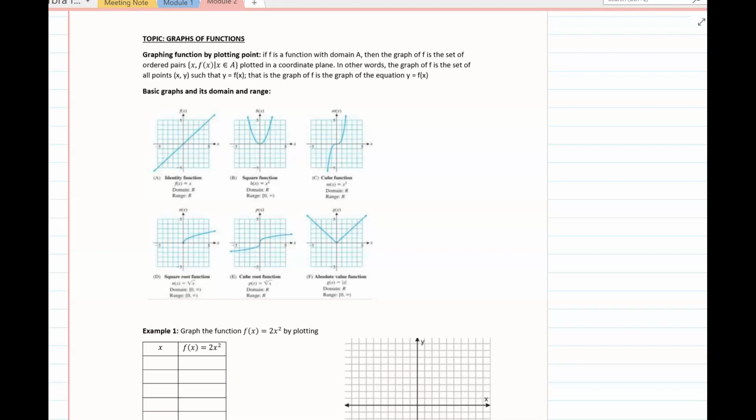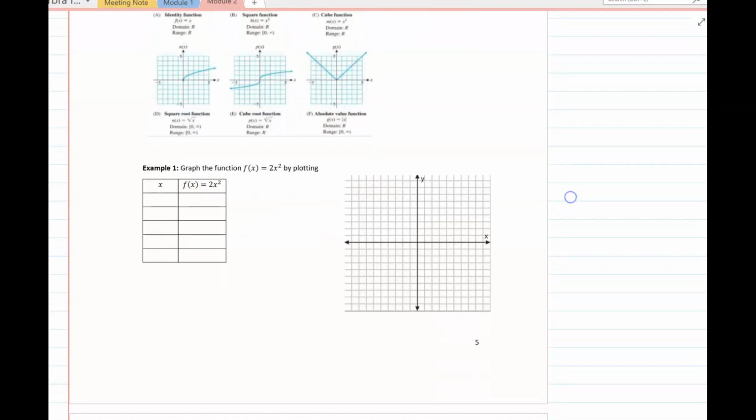So here we have some basic shape of the graph and its domain. Let's start by taking a look at the first example, how to graph the function f of x equals 2x squared by plotting. I pick a value for x and then evaluate the function at that value to find y. Let's say I choose the values -2, -1, 0, 1, and 2. You can choose pretty much anything.